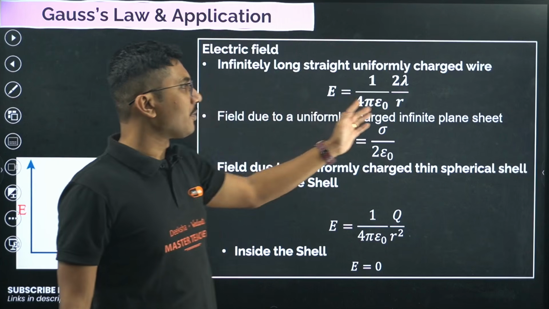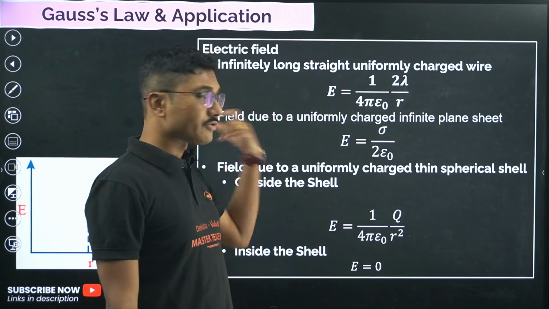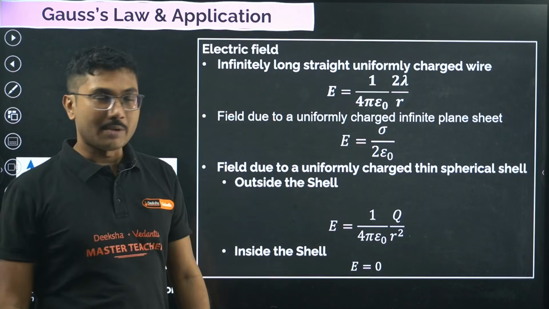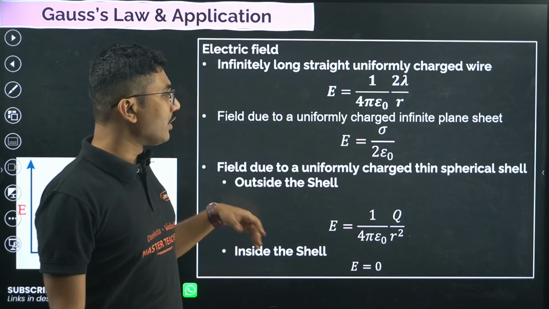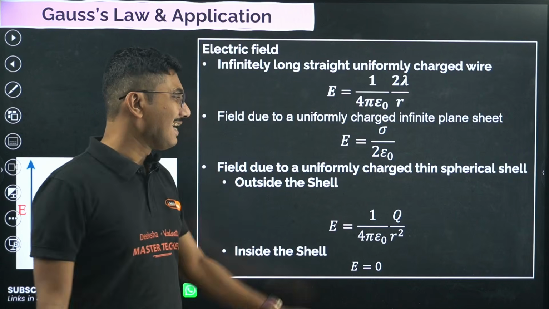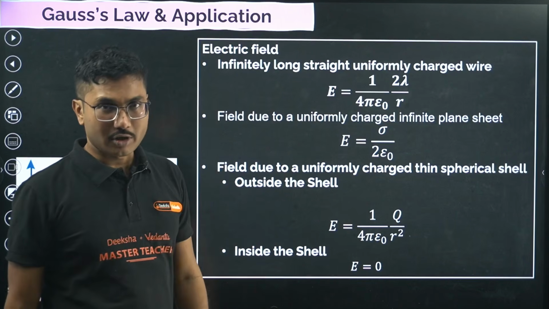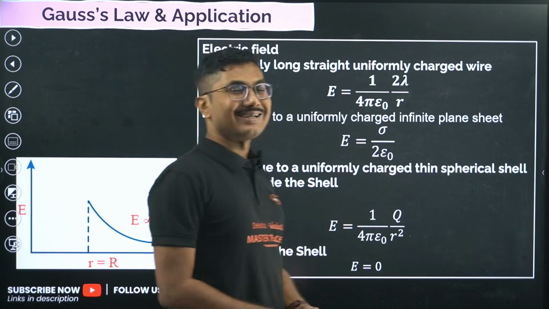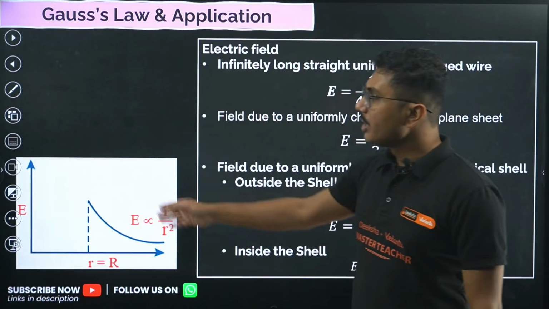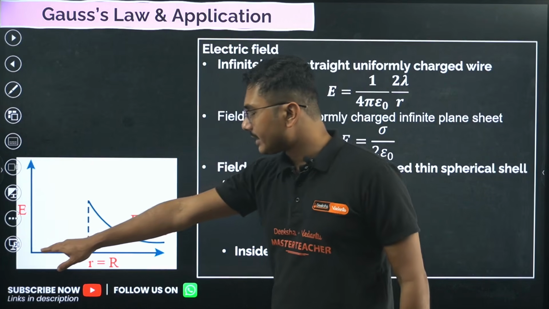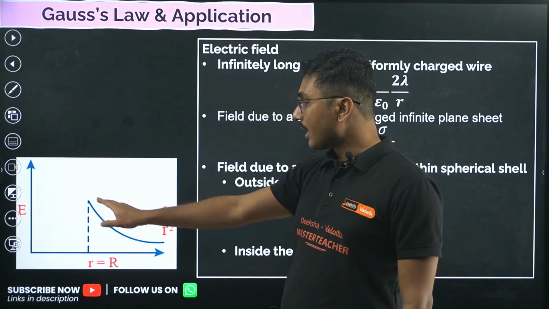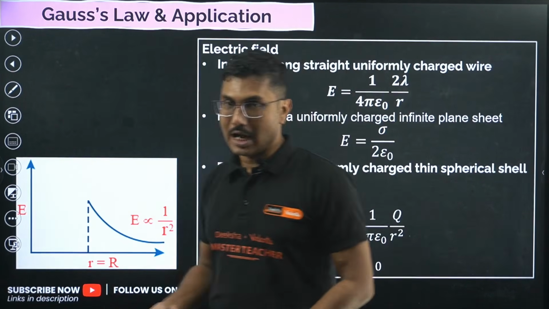Field due to a uniformly charged infinite plane sheet is constant, and it is given by sigma by 2 epsilon naught. Field due to a uniformly charged spherical shell, the electric field is 1 by 4 pi epsilon naught q upon r square outside, and inside the shell the electric field is 0. If you plot the graph, you will see that inside the field is 0 and outside it decreases as 1 by r square.